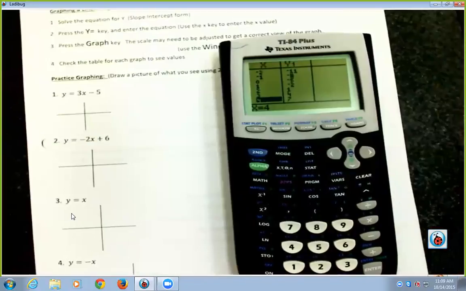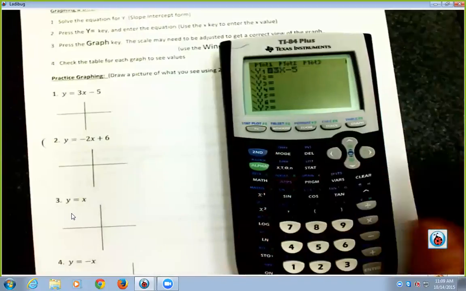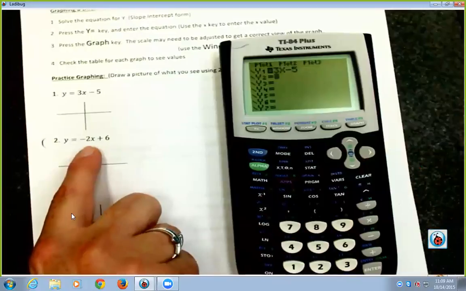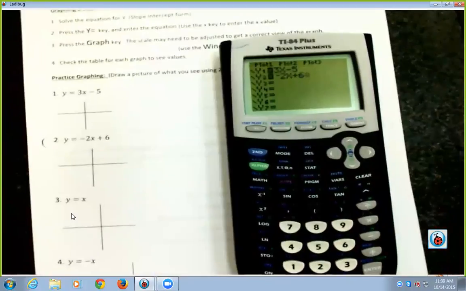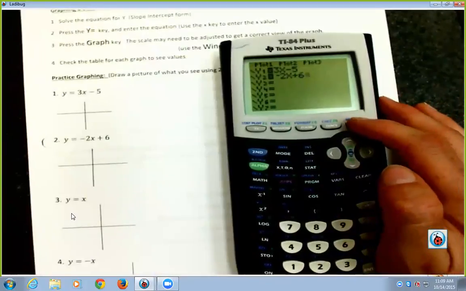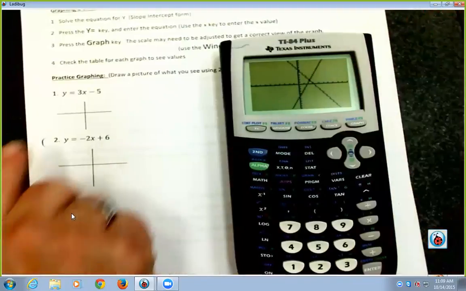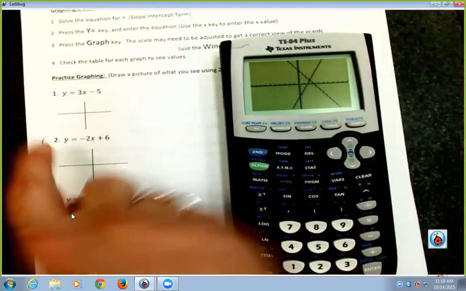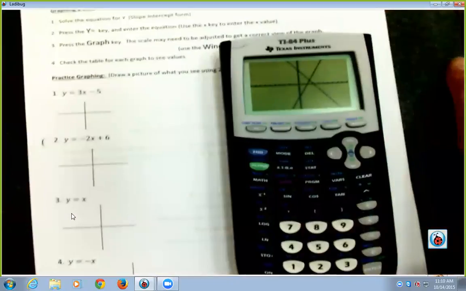So what happens with number 2? Let's put it in Y2. So if you down arrow to your next Y2, we're going to put in -2. Now I have to use the negative sign here because it's not a subtracted 2, it's a -2x plus 6. And if I hit graph, the first line's there, and in comes my second line. We found out that the first line was a positive slope because my slope was a +3. This one is a negative slope because my slope is a -2. So it slants in the opposite direction.